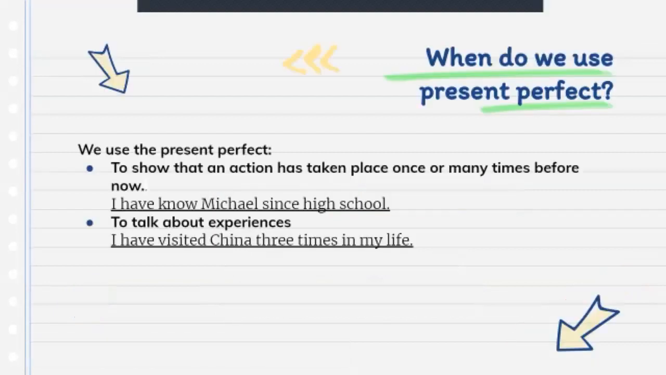When do we use this tense? We use the present perfect to show that an action has taken place once or many times before now. I have known Michael since high school. And second, to talk about experiences. I have visited China 3 times in my life. So this is his experience. He has been to China 3 times in his whole life.